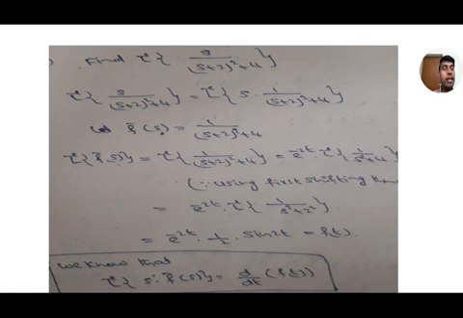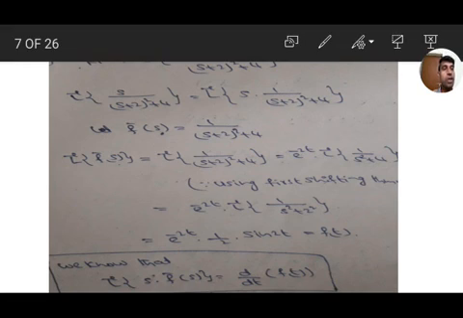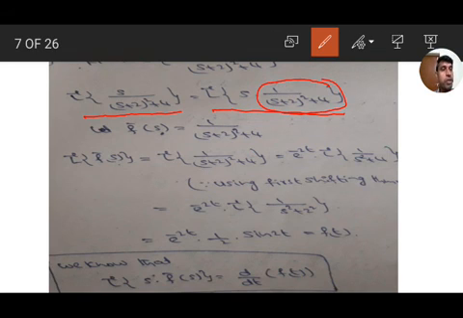Find L inverse of s by (s plus 2) whole square plus 4. Therefore this can be written as L inverse of s into 1 by (s plus 2) whole square plus 4. Take this s out, and the remaining function 1 by (s plus 2) whole square plus 4 as f bar s. F bar s equals 1 by (s plus 2) whole square plus 4.